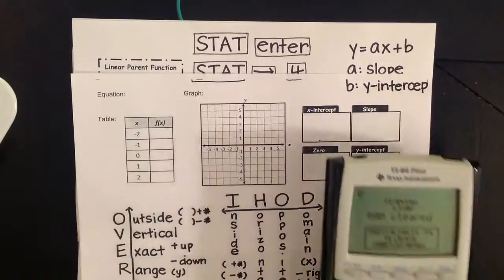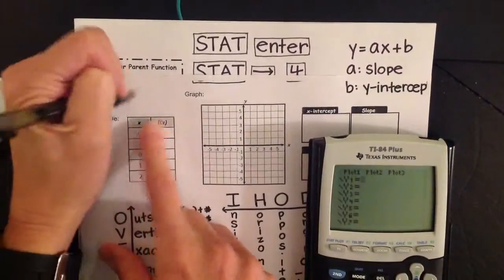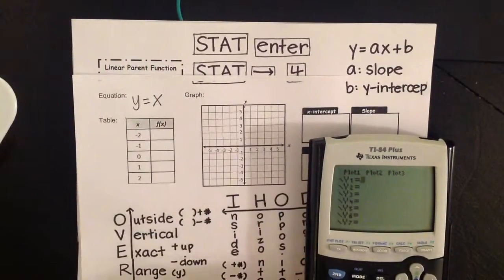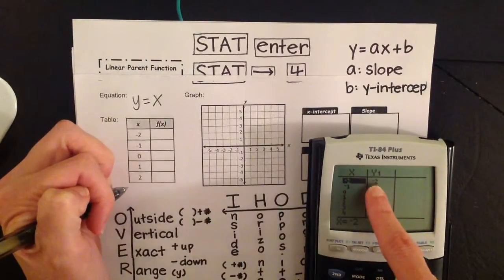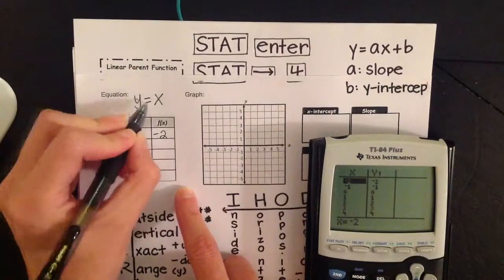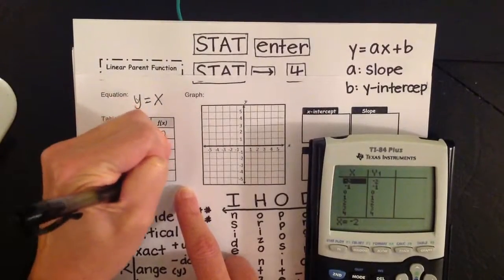So what we're going to do is get our calculators. I'm going to clear the memory, and we're now going to type the equation into y equals. The linear parent function is simply y equals x. So I'm going to type in x, then go to my table and start filling in. If you notice, your y values and your x values match. That is why the y value is equal to the x value. They are the same.